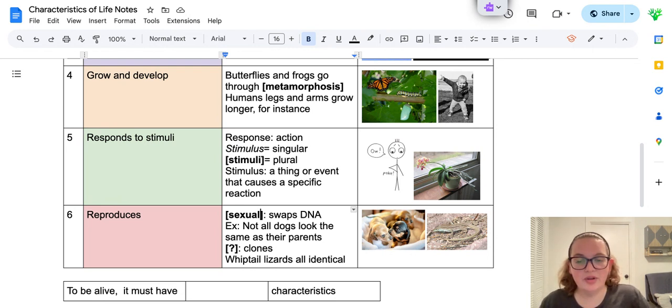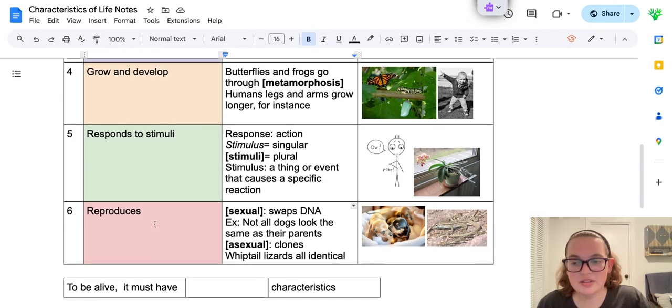And then we also have asexual, which is cloning, where you often don't need two partners, and the offspring look identical. There's actually a species of lizard called whiptails, and they're all female because they all have to be identical, and they're all clones. And we'll talk about the benefits and disadvantages to sexual and asexual reproduction later on. Let's take a look at the last couple things.